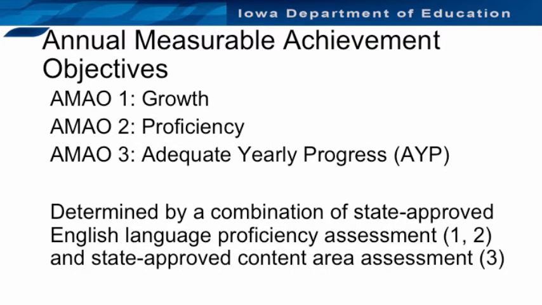So identified AMAOs include number 1, that is around growth. Number 2 is proficiency. 3 is adequate yearly progress, which is the content standards. Determination is by a combination of state-approved English language proficiency assessment. That assessment is used to determine AMAO 1 and 2. And the state-approved content area assessment is what is used to identify AMAO 3.